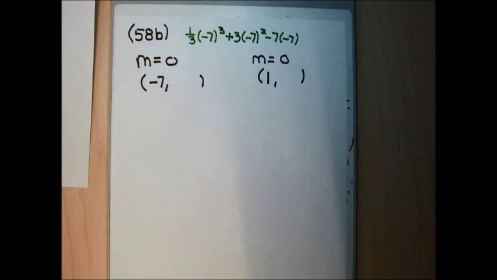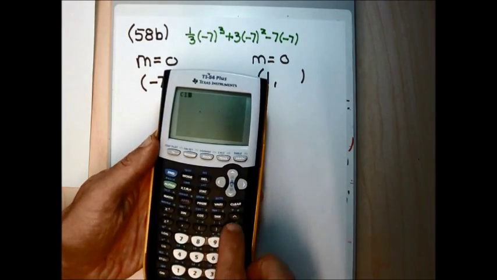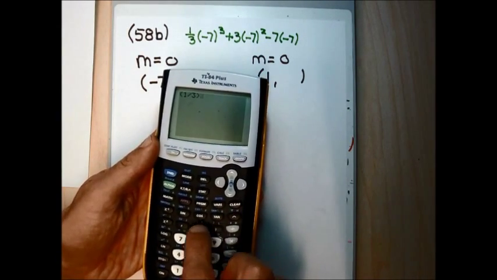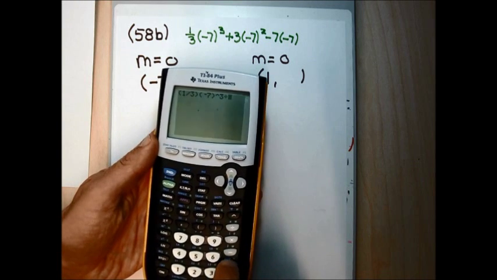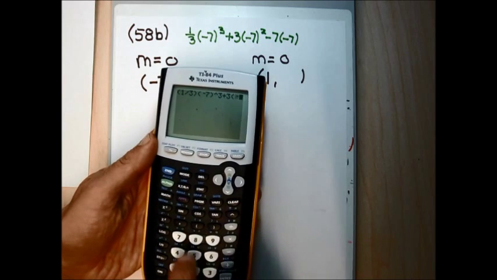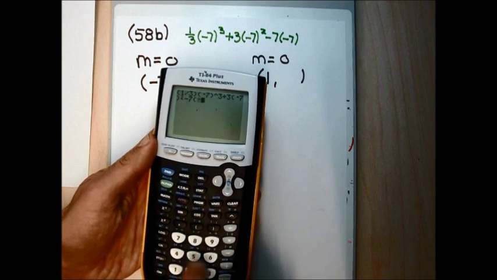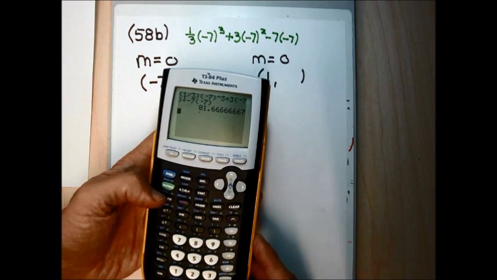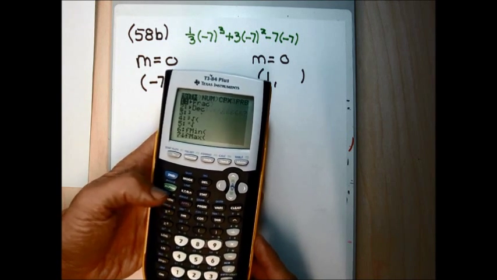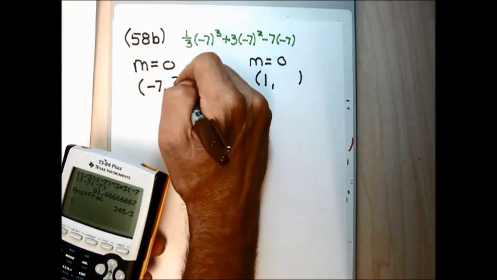And now I do that on my calculator because I don't want to do that by hand. So that's 1 divided by 3, and then parentheses negative 7 up arrow 3 plus 3 parentheses negative 7 squared minus 7 parentheses negative 7. And I get 81.666. So math, enter, enter. 245 over 3 is that y coordinate.